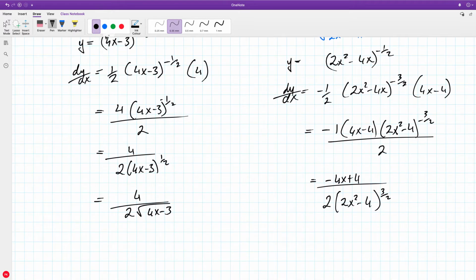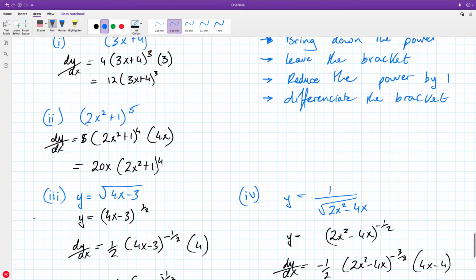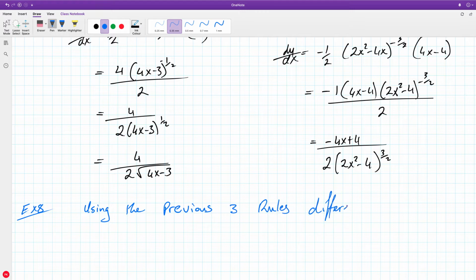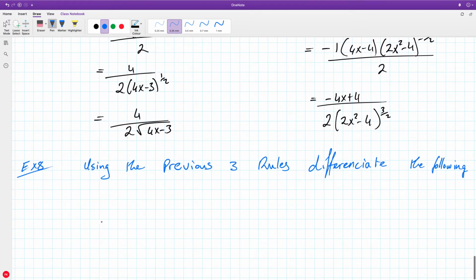Right, let's step these up a bit again. Using the previous 3 rules, differentiate the following. What's the problem?